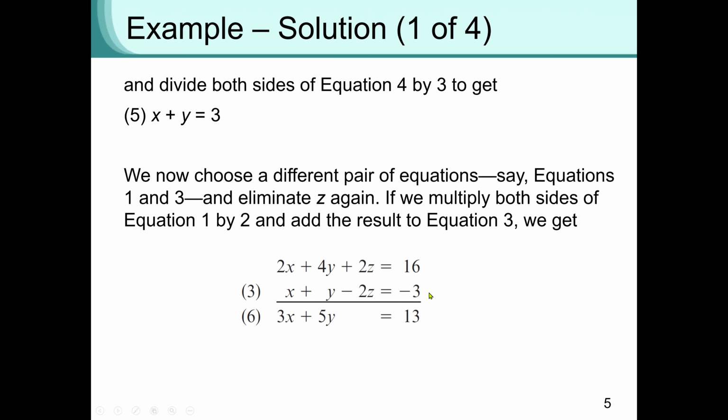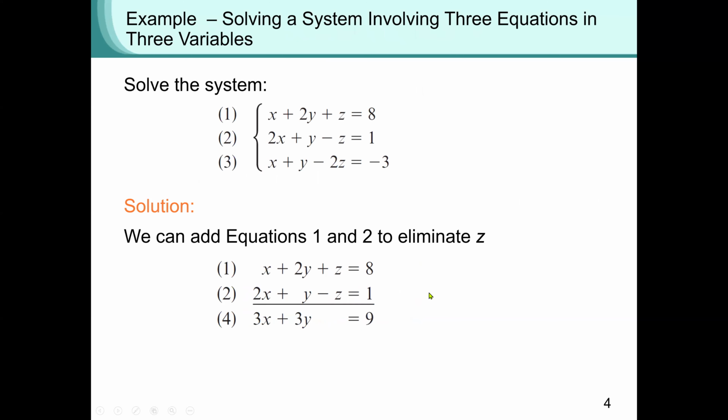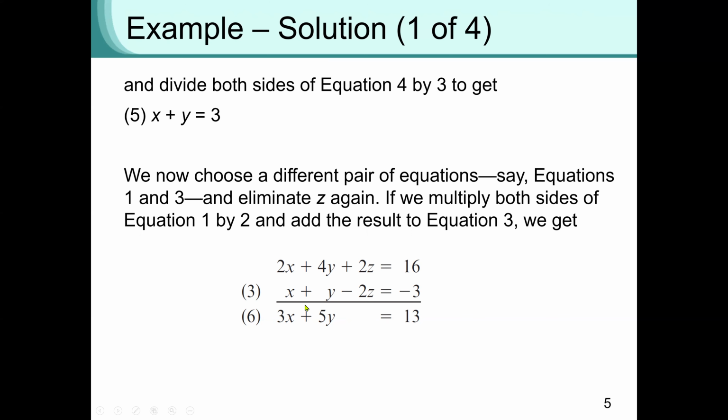The first equation is the same thing, so we can go back and see. Equation 3 is x plus y minus 2z equals 3. So we write the same thing. Now we combine: 2x plus x will give me 3x, 4y plus y will give me 5y, plus 2z minus 2z, they will cancel each other. 16 minus 3 will give me 13.